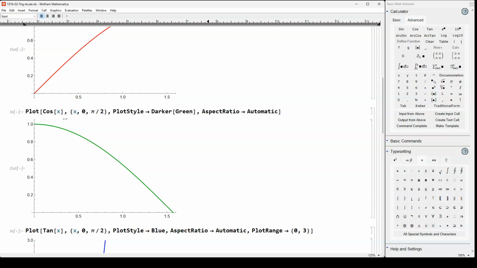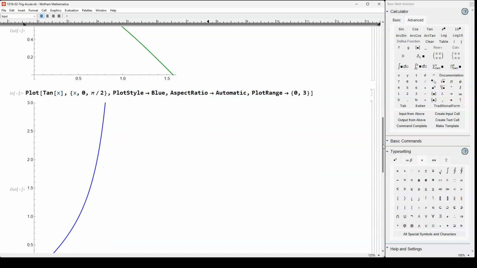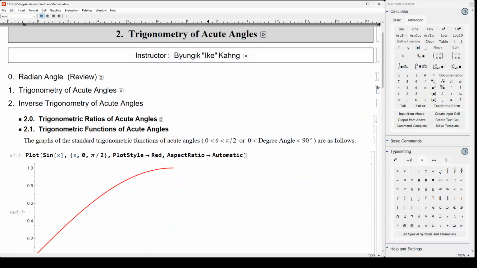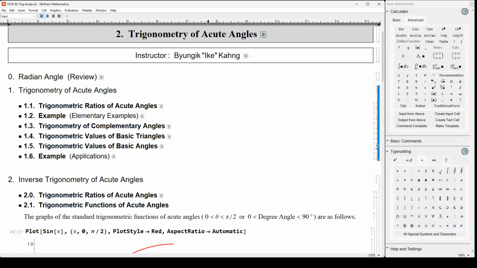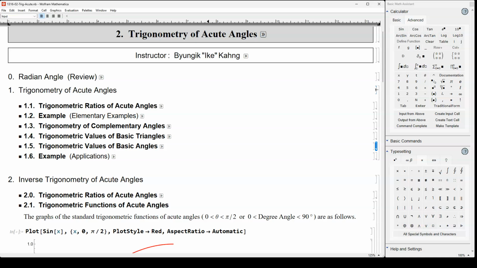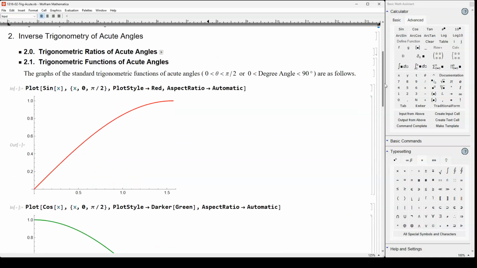Cosine starts from 1 and comes down to 0. Excuse me, I said it backward. And tangent has vertical asymptote, starts from 0 and then blows up to infinity. Remember those? Those are the basic angles. And here are the graphs.